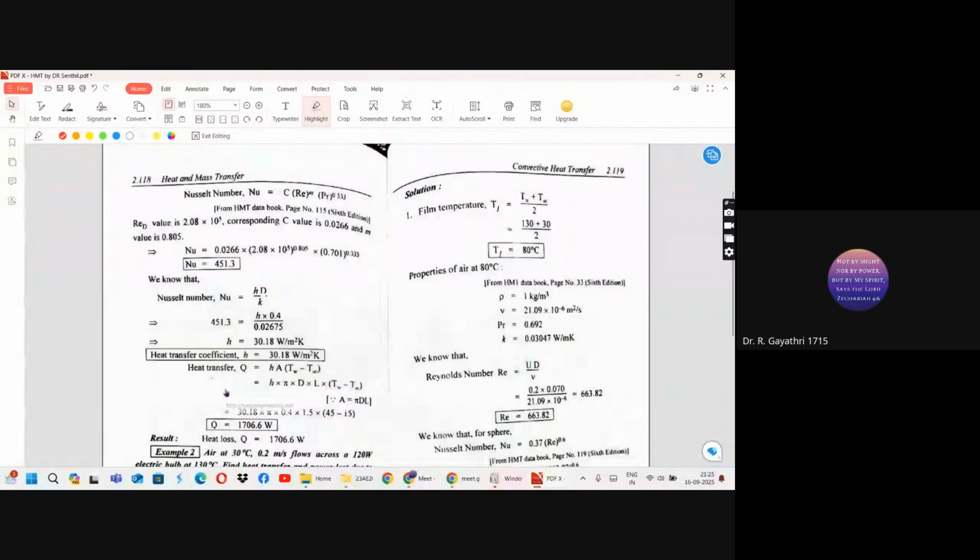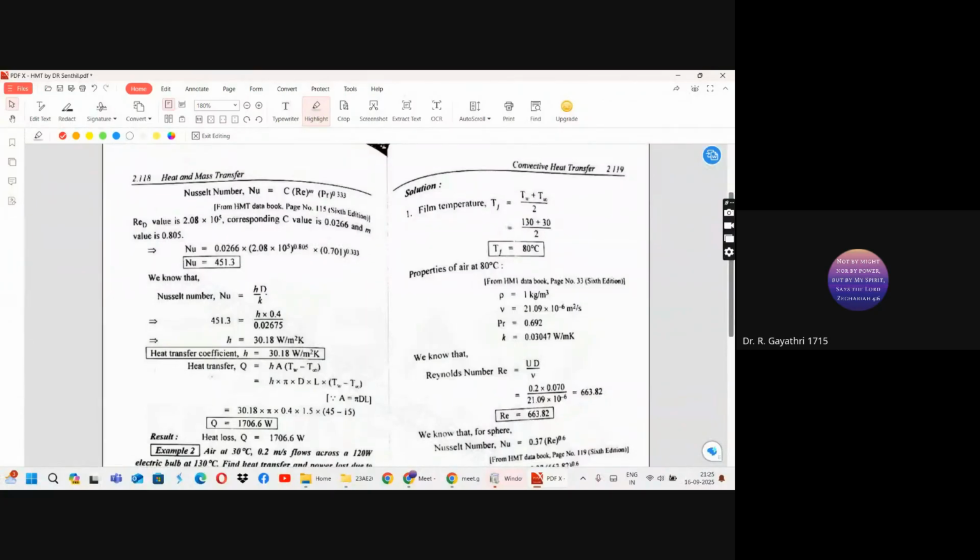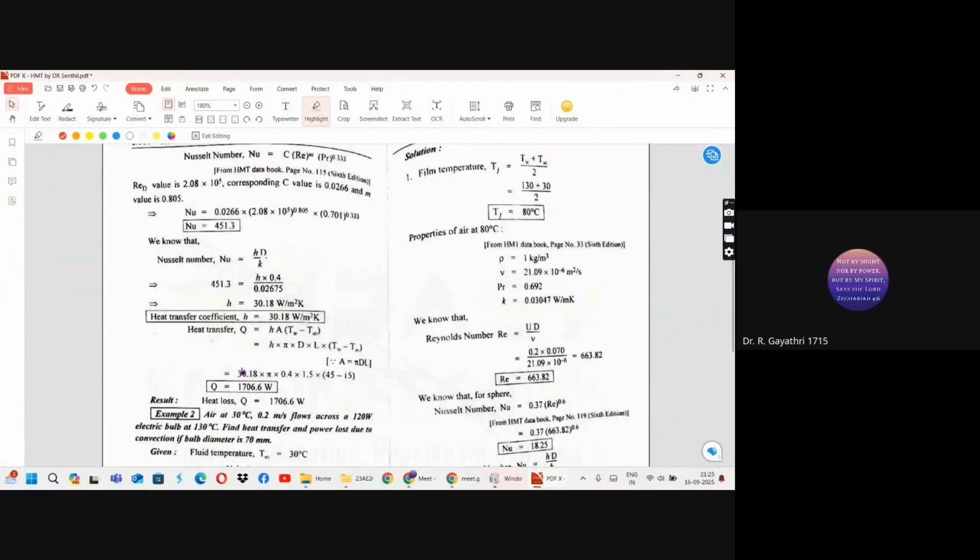Then we can use the general Q equation. Q is equal to HA (TW minus T infinity). A becomes pi d L for a cylinder. So we can fix the other values: H value, diameter, length, TW, T infinity. After substituting the values of other parameters, we can find heat loss Q value.